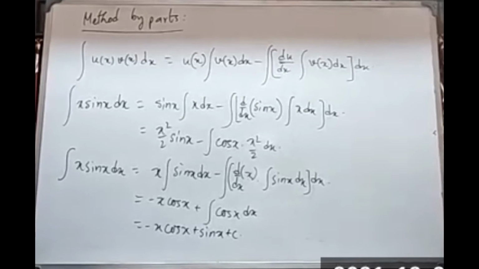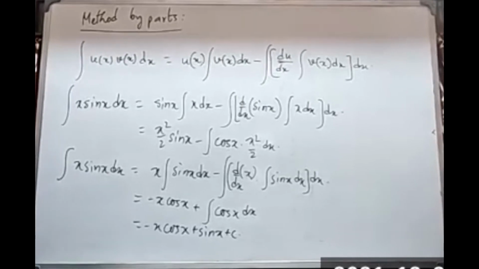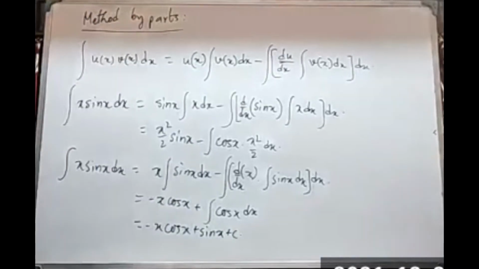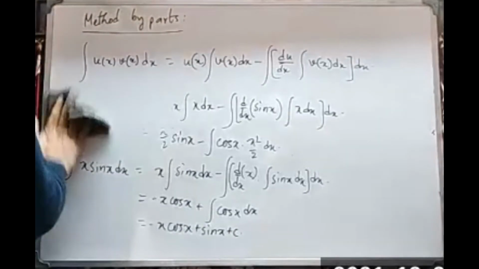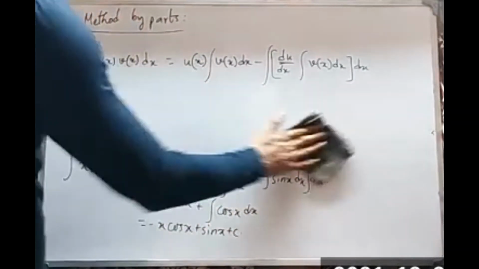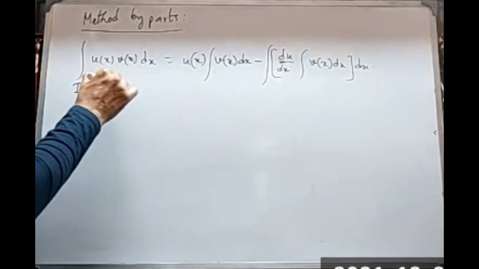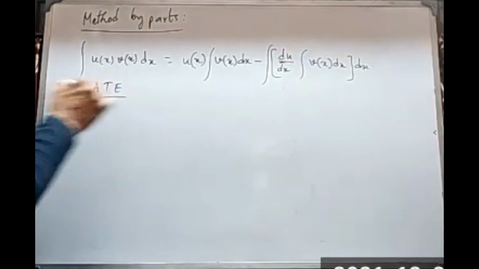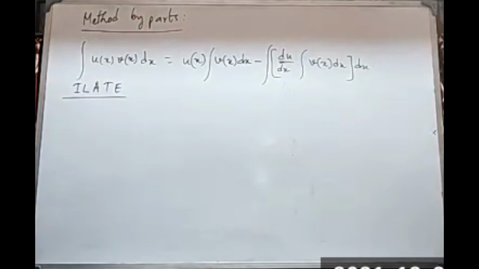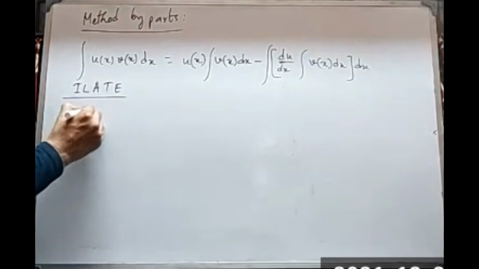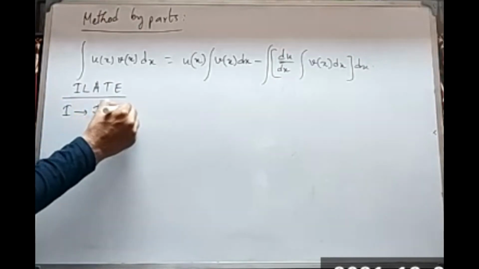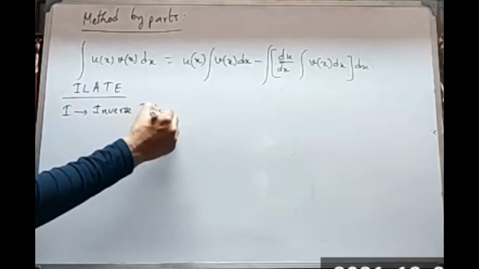Now, how to make this choice? For this we have one rule that is called the ILATE rule. It's a short form abbreviation, you can say. In this term, every single letter has some meaning. I stands for inverse trigonometric functions.